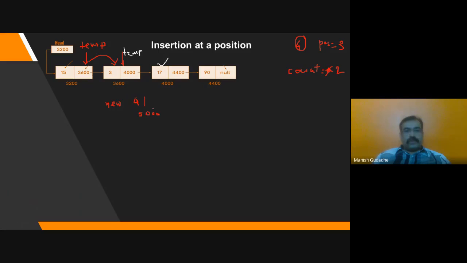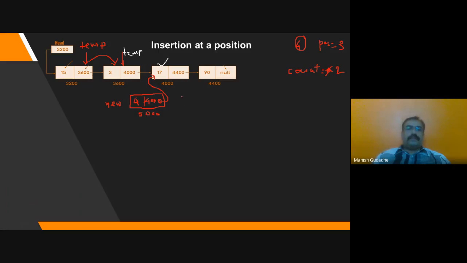So this is the node. So we need to first create this link. How can I create this link? New.next is equal to temp.next. This address needs to be stored here. I'll write here 4000.